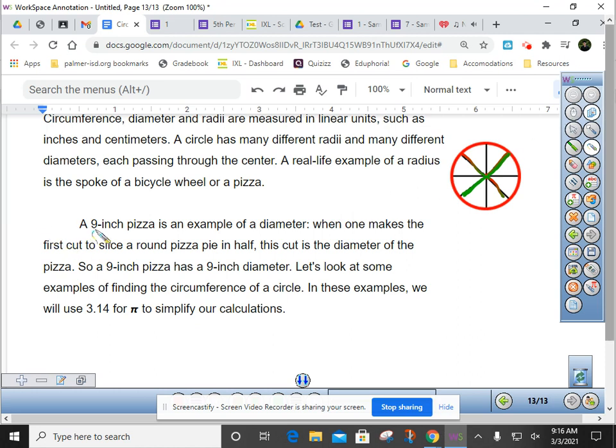I'm going to read right here. A 9-inch pizza is an example of diameter. When one makes the first cut to slice a round pie in half, this cut is the diameter of the pizza. So a 9-inch pizza has a 9-inch diameter.